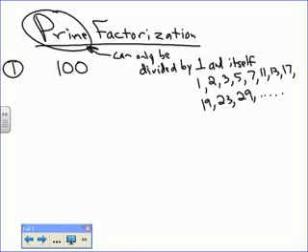Okay, 2 and 13. You can't have an even number as prime. The only even number that's prime is 2, right? Because any other bigger even number is going to be divisible by 2. 2 can only have factors of 1 and itself. Now, to do prime factorization, here's how you do it.